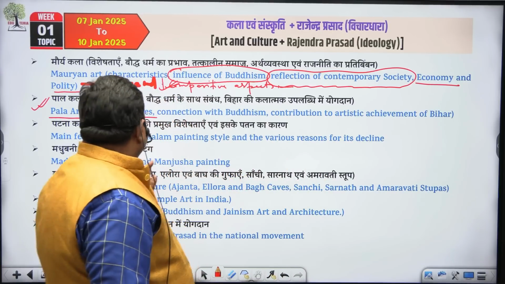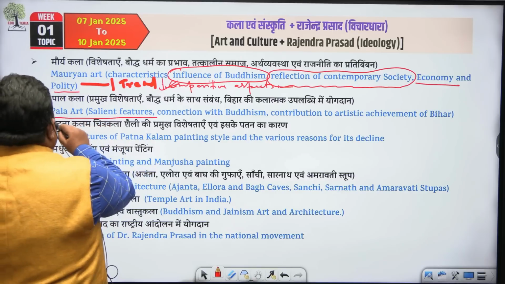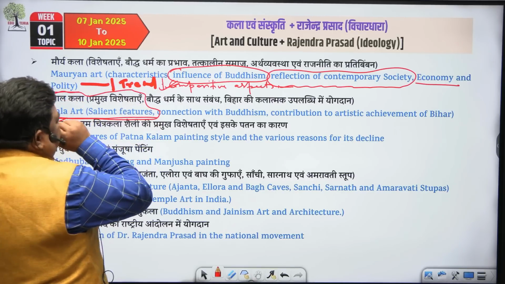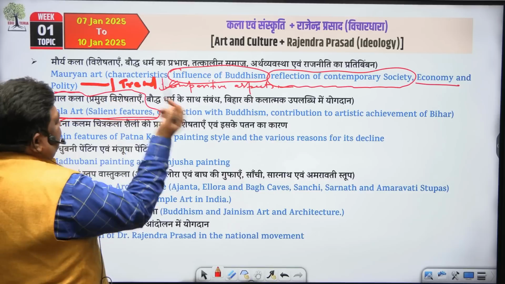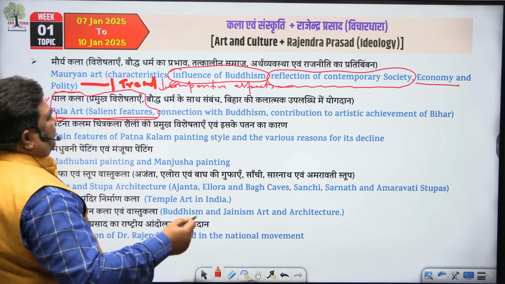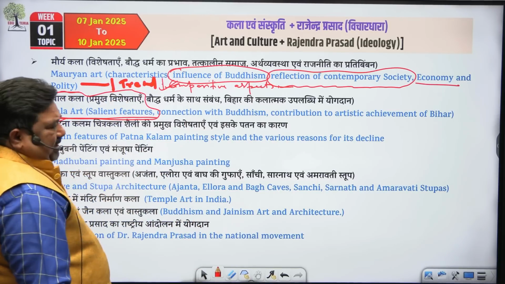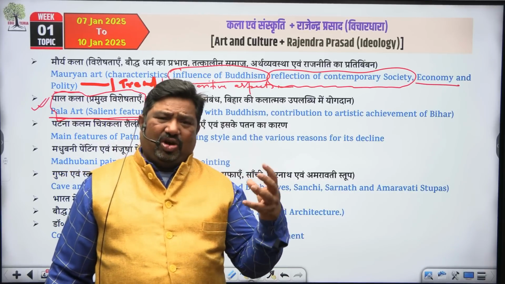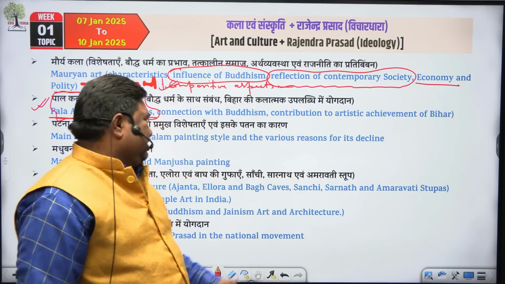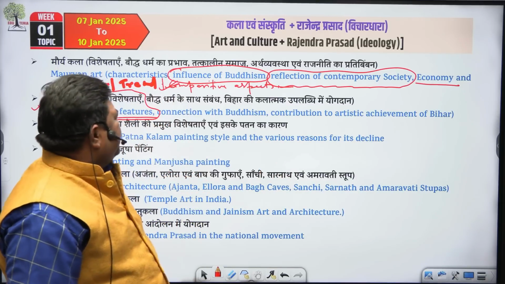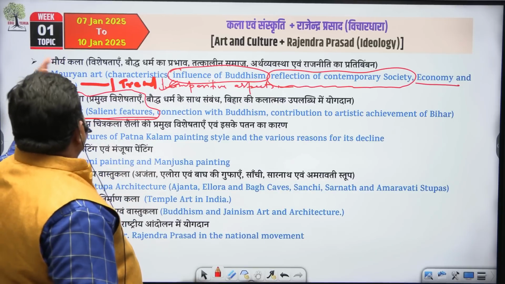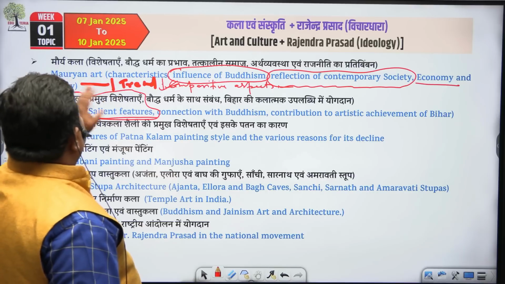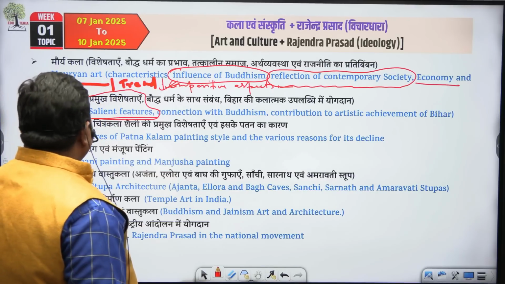So what are the prominent features that we all know? They might ask you which features became international, which are the features of the Palas: iconography, sculpture, painting. These are quite common questions. We will also be discussing this in the very first week, which will run from 7th January to 10th January, dear friends.